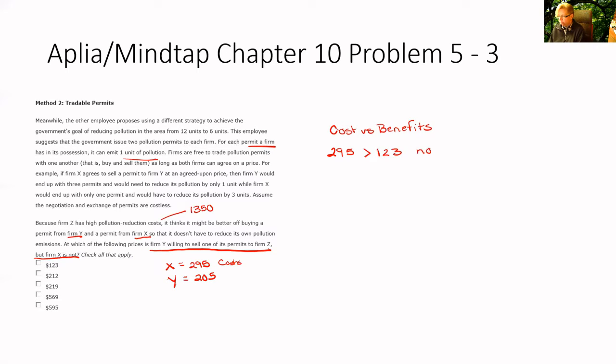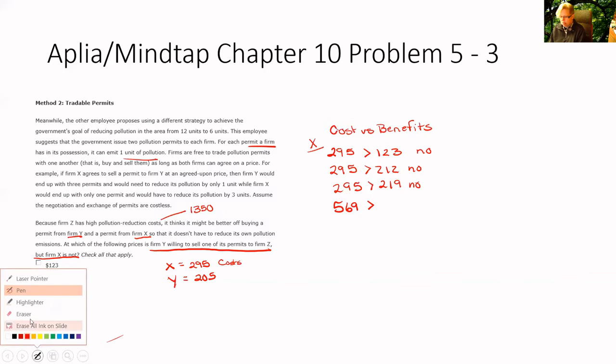Right? And so again, I'm using X here as their costs. 295 is greater than 212, so that's a no. 295 is greater than 219, so that's a no. And then it's only until we get into the 569 range and greater that the actual benefit of this is greater than the cost. Wait a minute, I need to erase that because I made a mistake.